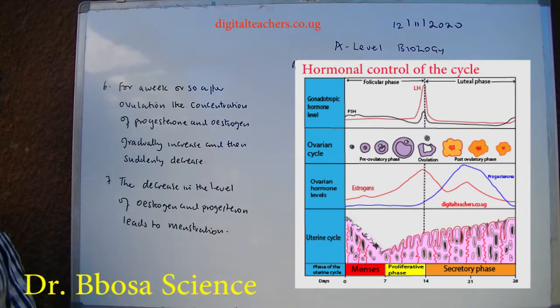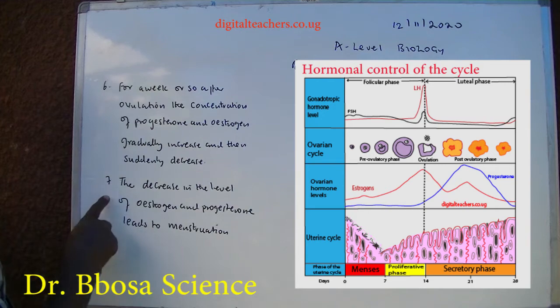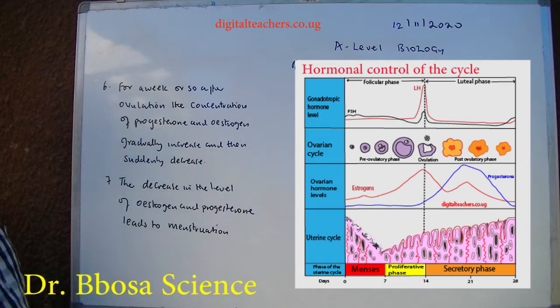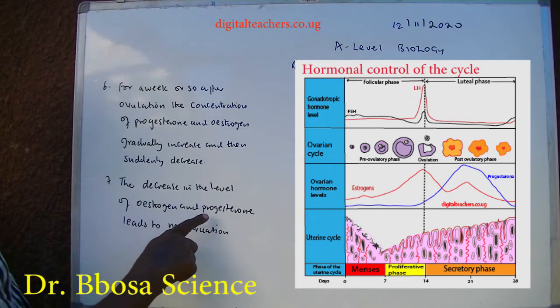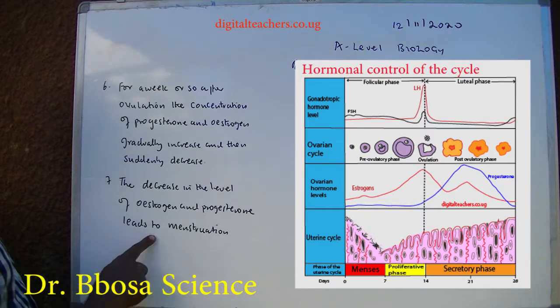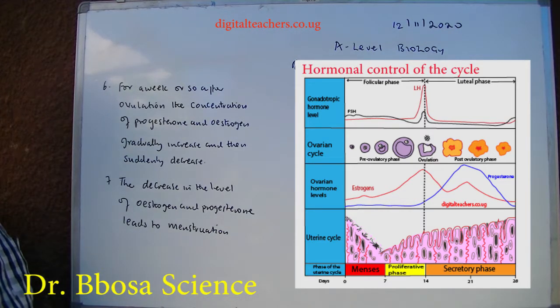Number 6, for a week or so after ovulation, the concentration of progesterone and estrogen gradually increase and then suddenly decrease. Number 7, the decrease in the level of estrogen and progesterone leads to menstruation.